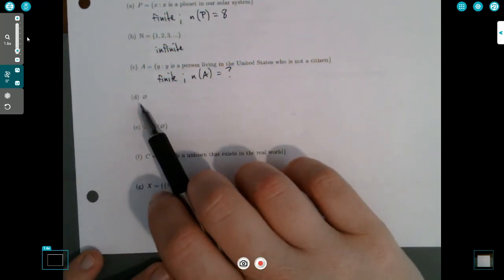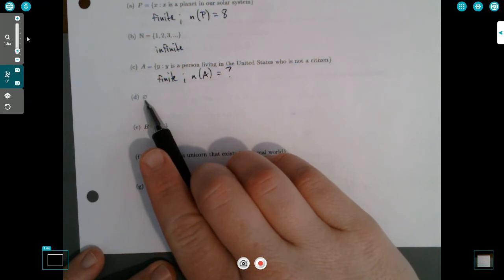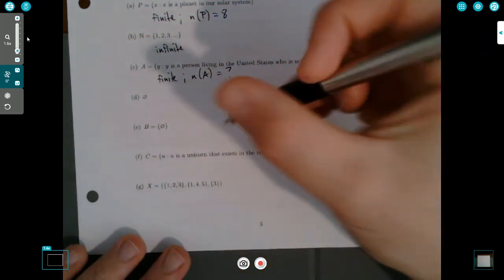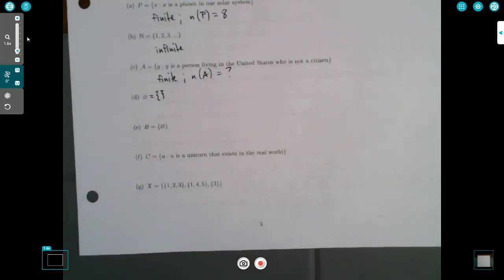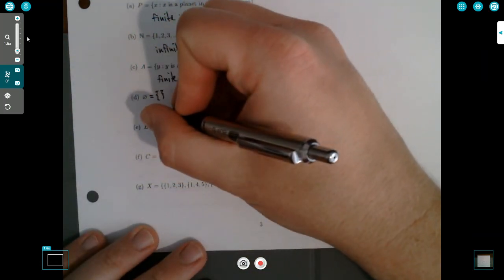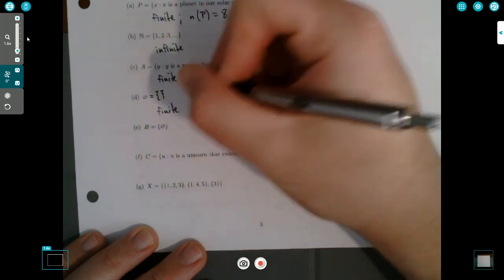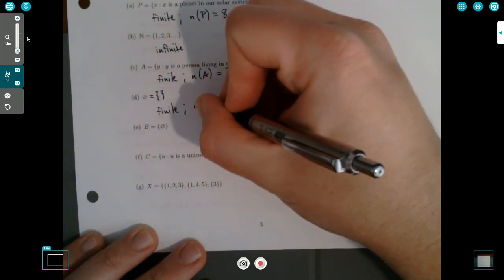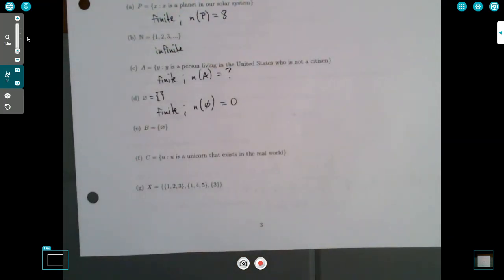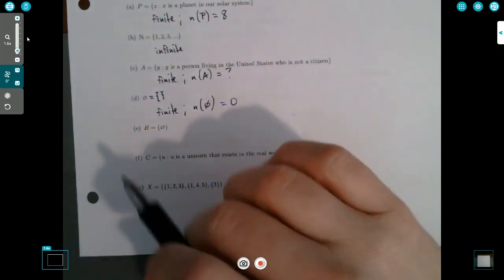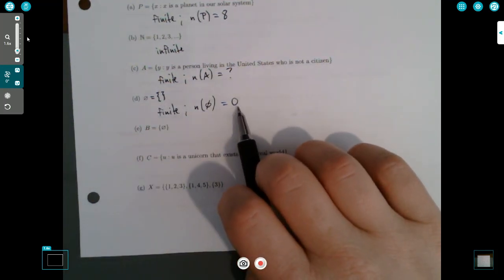Part D. The empty set. Remember this symbol? This is the empty set. This is the set with nothing in it, right? It's just two curly braces with nothing between them. Well, this is a finite set, and its cardinal number is 0. Because remember, the cardinal number is just the number of elements in the set. If the set is empty, then it has 0 elements in it, right? So the cardinal number of the empty set is just 0.